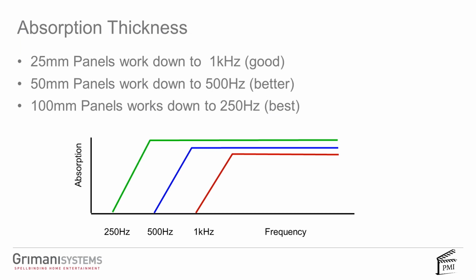So panels come in all kinds of different thicknesses. A 25 millimeter panel, which is 1 inch. You'll notice me being very metric centric in this presentation, and it's because I think metric works better. But 1 inch panels work down to 1 kilohertz. It's okay. It's not great.